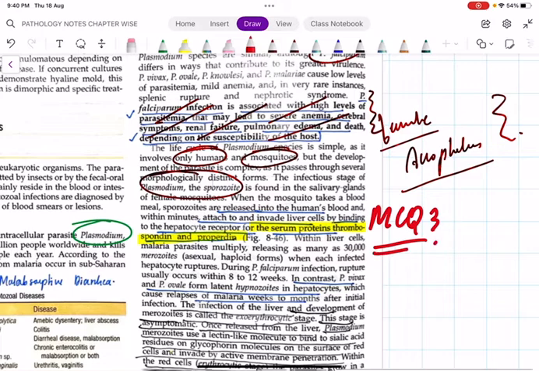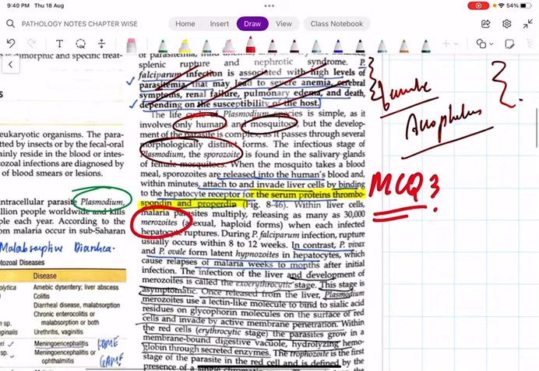Thrombospondin and properdin. Within the liver cell, they multiply and release what we call merozoites. What are merozoites? They are the asexual haploid forms. And as a result of this infection, what happens? The hepatocyte ruptures. And this rupture occurs within 8 to 12 weeks in Plasmodium falciparum.